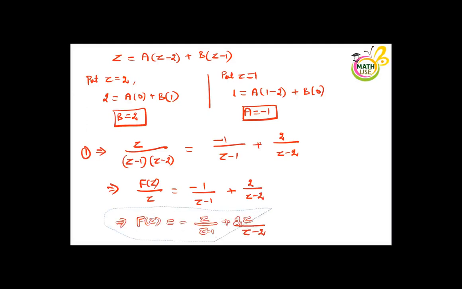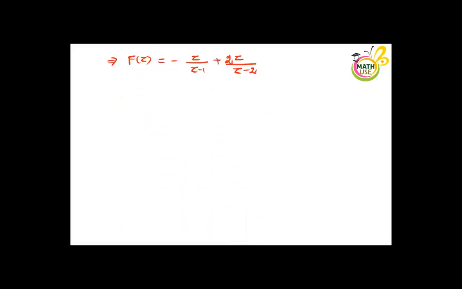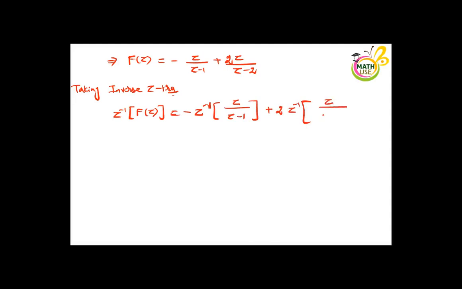So consider this expression. From this, for capital F of z, taking inverse z transform on both sides, it comes as z inverse of capital F of z is equal to minus z inverse of z by z minus 1 plus 2 into z inverse of z by z minus 2.